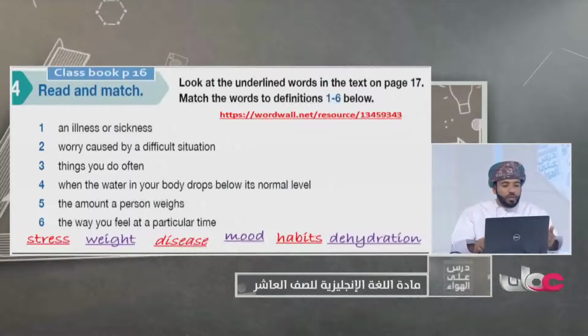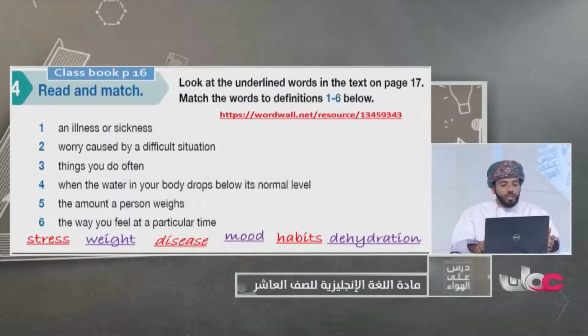And what are the 6 definitions given here? Number 1, an illness or sickness. So what word is explained by this definition? Number 2, worrying caused by a difficult situation. So the worry that is caused by a difficult situation, what do we call this one?